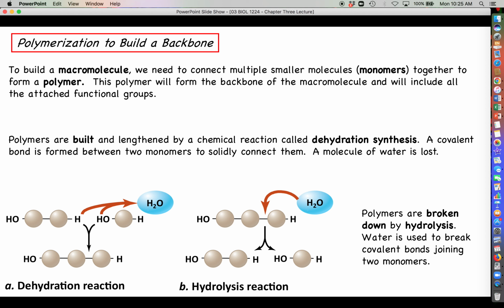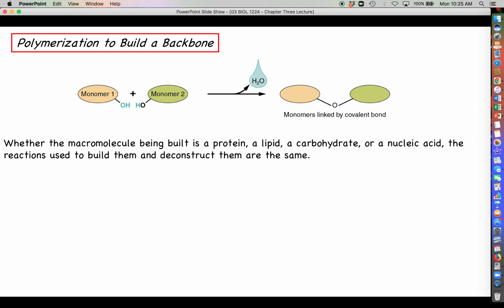You might remember that terminology from chapter 2, the idea of a forward reaction and a reverse reaction. We either build the polymer or we break it apart. So you can see the same sort of thing happening here. We're joining 2 monomers together by dehydration synthesis. And then if you want to take the opposite reaction, the reverse reaction, you take the covalent bond that joins the 2 monomers together and you break it apart and use a water molecule to get that done.